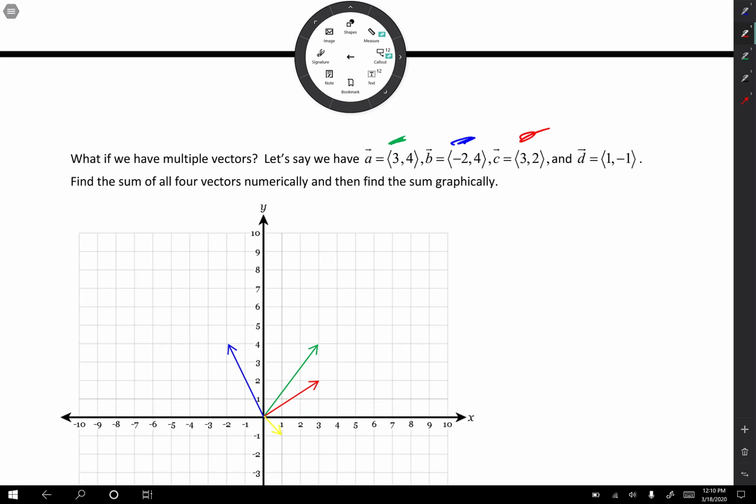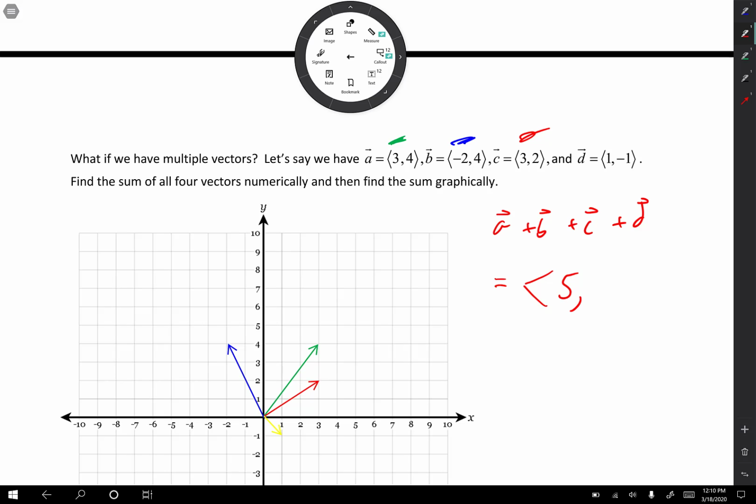So to find the sum, they want us to add A plus B plus C plus D. So let's add them all up component-wise, all the x's together, all the y's together. I'm going to draw a chevron here. So 3 plus -2 is 1. 1 plus 3 is 4, and 4 plus 1 is 5. So if I didn't make any mistakes, I see 5.